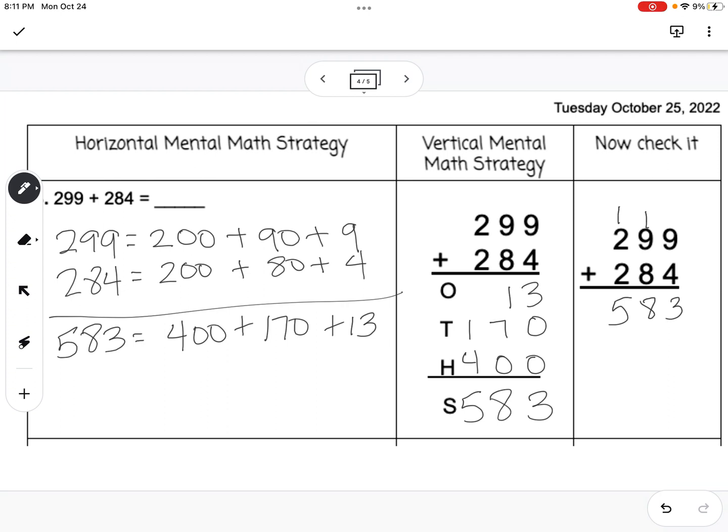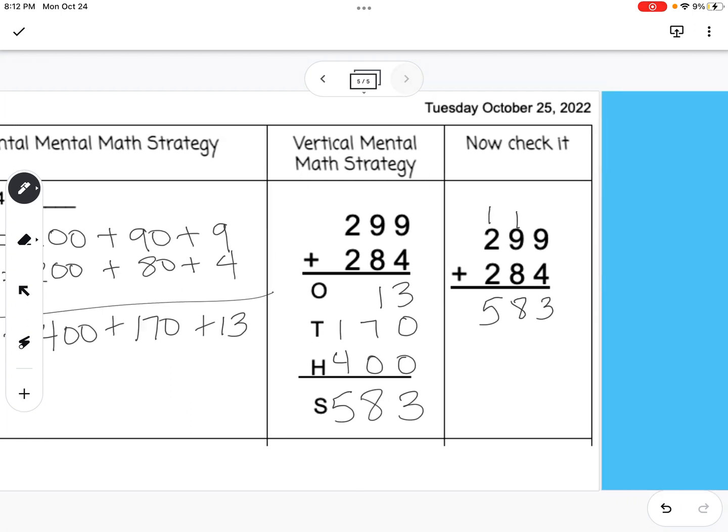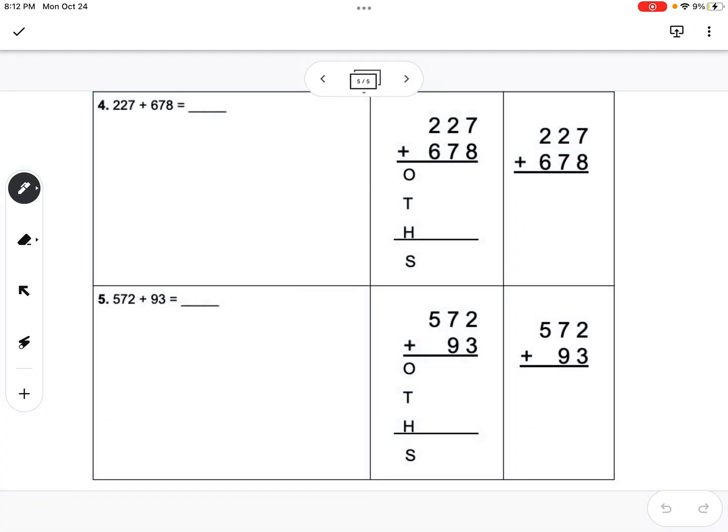So it doesn't matter which of these strategies you use when you solve it, when you get to choose a strategy, as long as you can find one that works for you and use it to the best of your ability. All right, guys, the last thing is you have 2 problems that you're going to do on your own and get checked by your teacher.